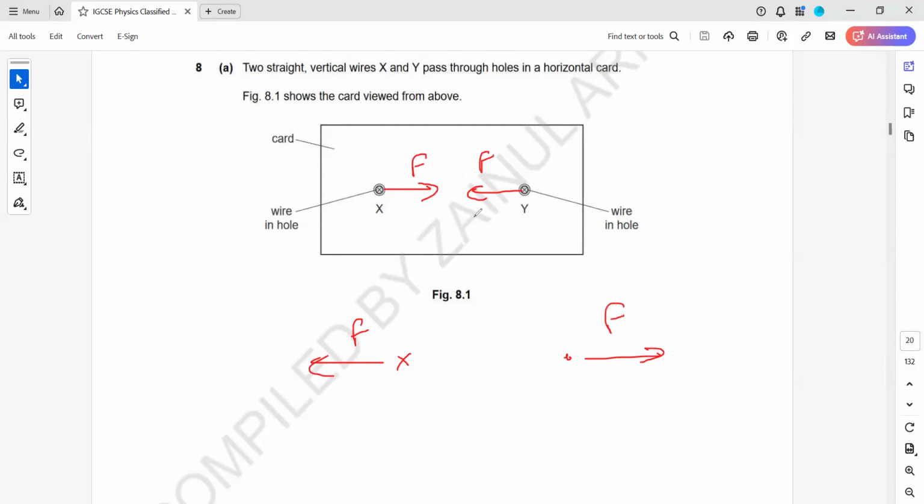Is it clear, this one? Is it clear? Any doubt? Abdul Aziz, Ghulam, Hamad, Imad, Ammar, Muhammad Ali?